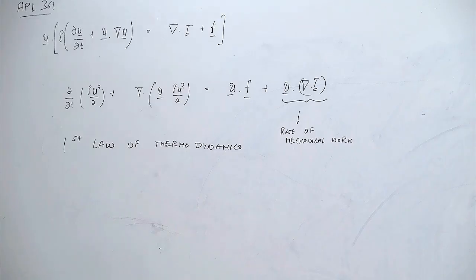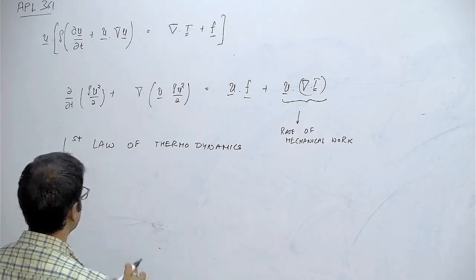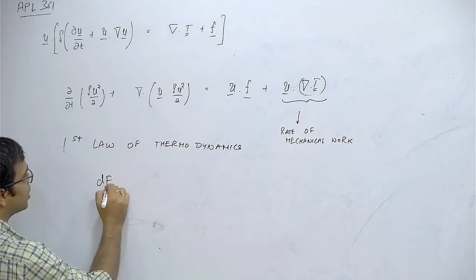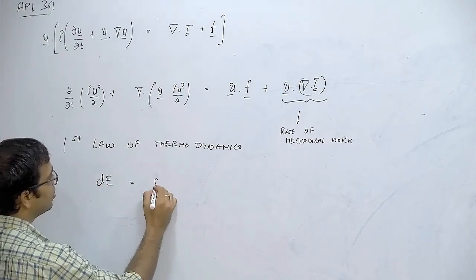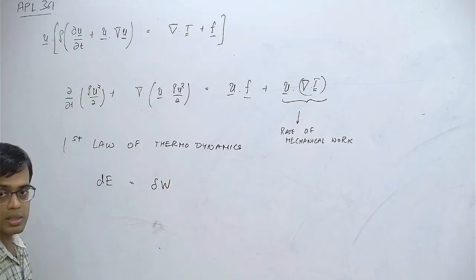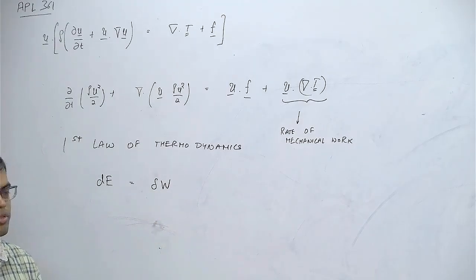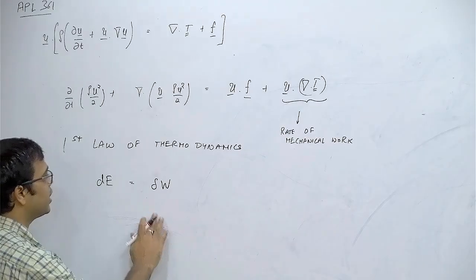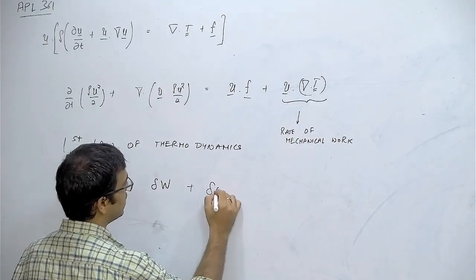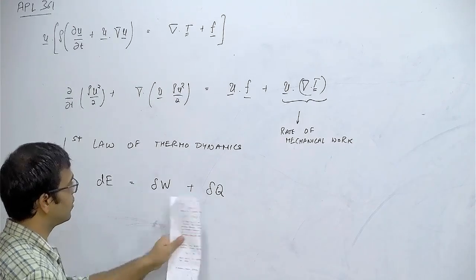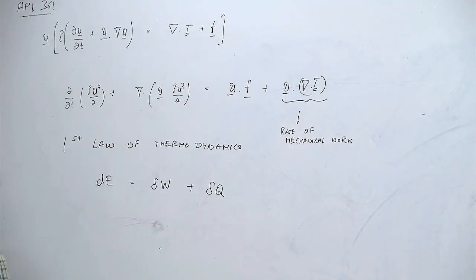Actually, in your first law of thermodynamics, what you must account for is that the change in total energy is equal to the net work done on the system. This is not necessarily any deformation work or anything else. This is the net work done plus the net heat supplied. The change in total energy of the system is equal to the net work done on the system and net heat supplied to the system.